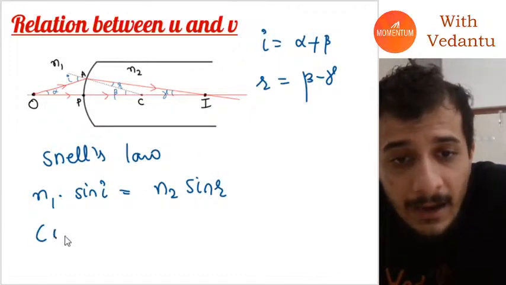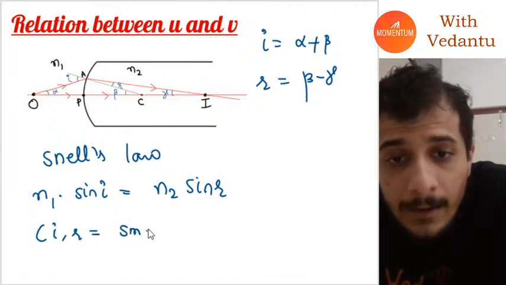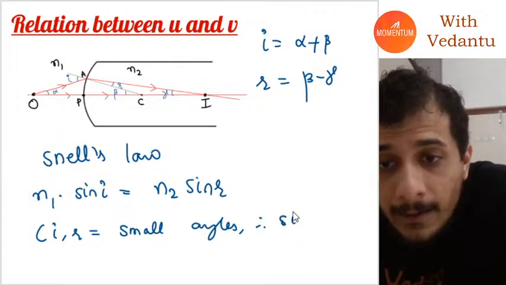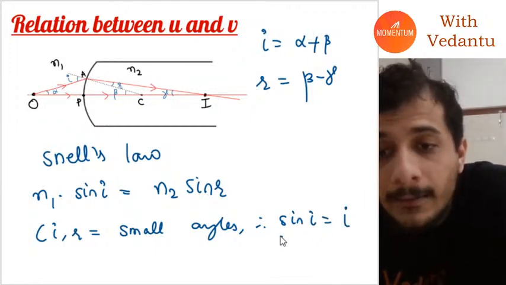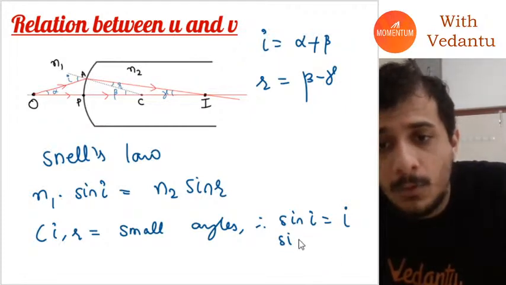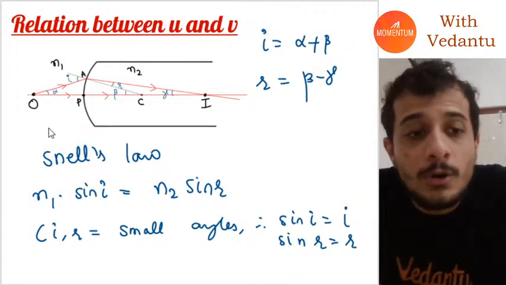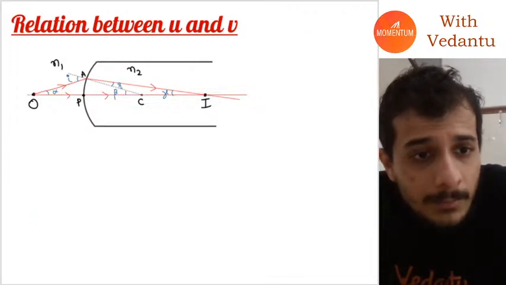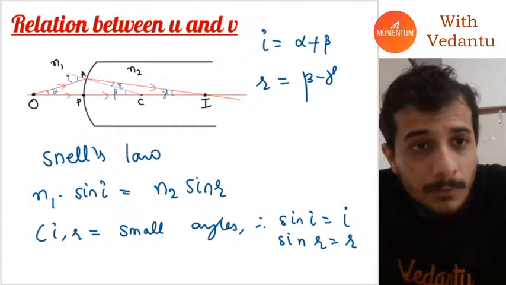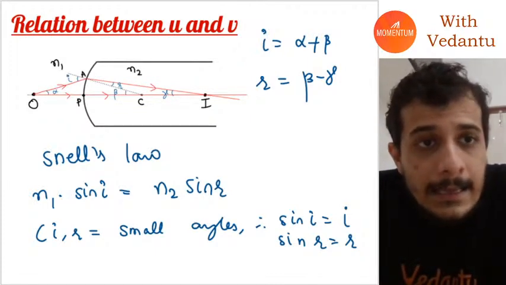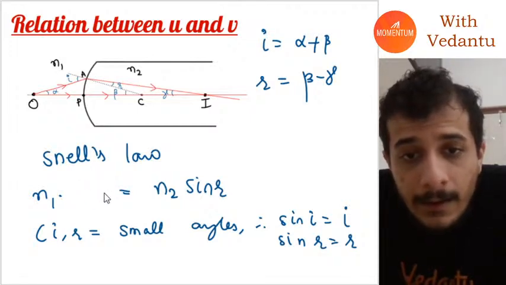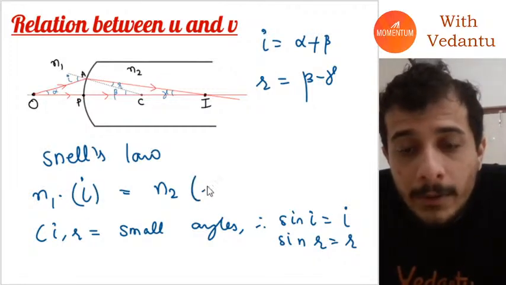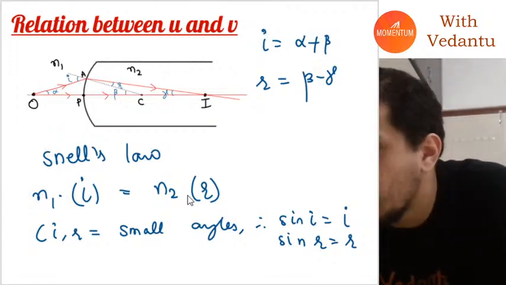Now since I and R are small angles, sine I will approximately be equal to I and sine R will approximately be equal to R. Using this, what I can simply write is n1 into I is equal to n2 into R.